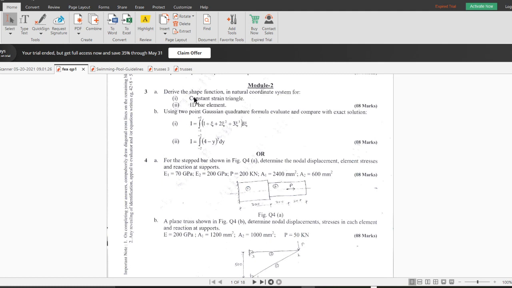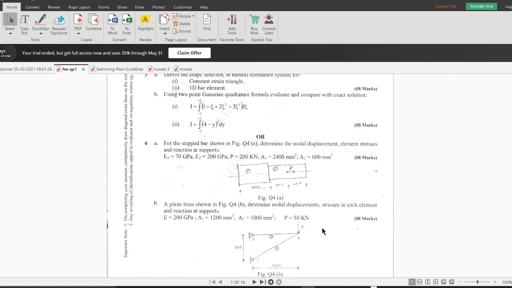Anyway, we are not going to cover that, because usually there are two different questions and you can attend one question. In the bar and truss portion, one question will definitely come. So we'll see at the end if time is there, and then we will cover the second one also.